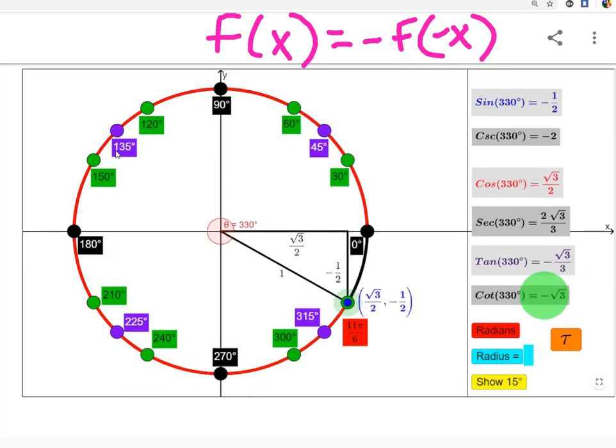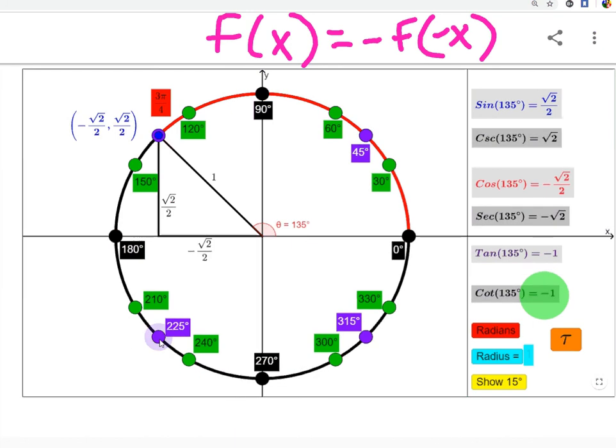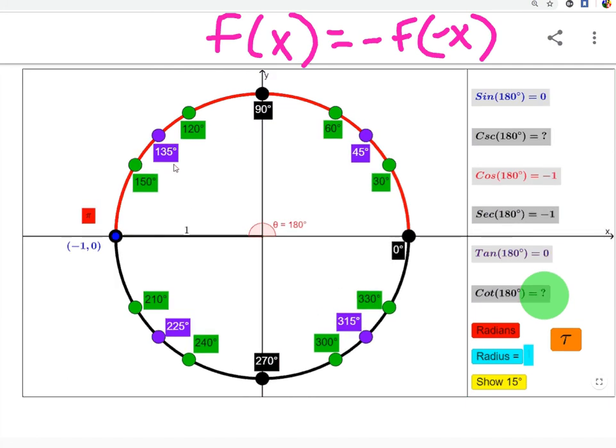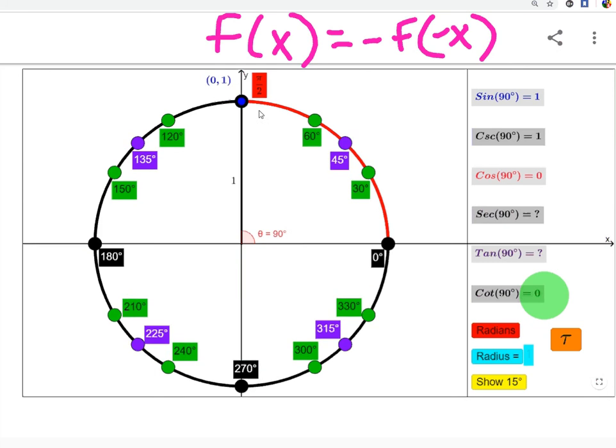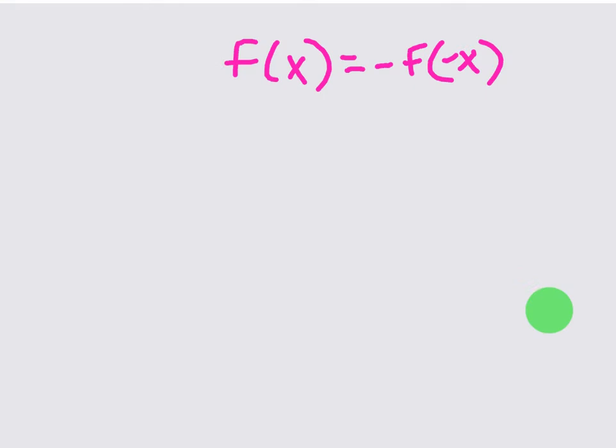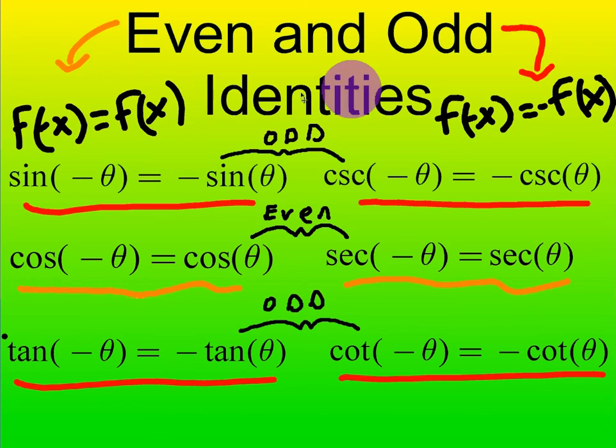No matter what angle, let's go to 135 and then 225, we're going to see that the cotangent value flips from positive to negative. Obviously, it's going to stay the same at 180. You can't flip that. If we go from 90 to 270, it's going to remain 0, because negative 0 is the same as positive 0. So that's the patterns for even and odd identities.